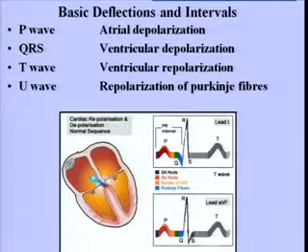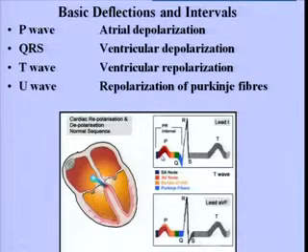If we see the basic deflections, the P wave indicates atrial depolarization. Whenever the stimulus comes from the SA node and reaches the atrium, the P wave is formed, which indicates atrial depolarization. The QRS complex indicates ventricular depolarization. The T wave indicates ventricular repolarization. And the U wave indicates repolarization of the Purkinje fibers.